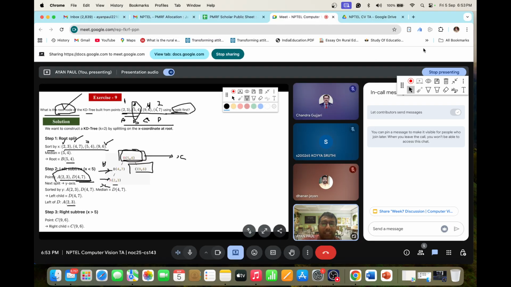Is it clear how we form the KD tree? Is it clear how we got the root node at least? Am I audible? Okay, no response.